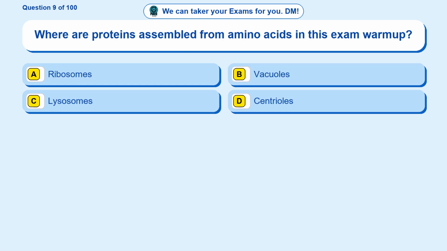Question 9. Where are proteins assembled from amino acids in this exam warm-up? Option A, ribosomes. Option B, vacuoles. Option C, lysosomes. Option D, centrioles. The correct answer is option A, ribosomes.